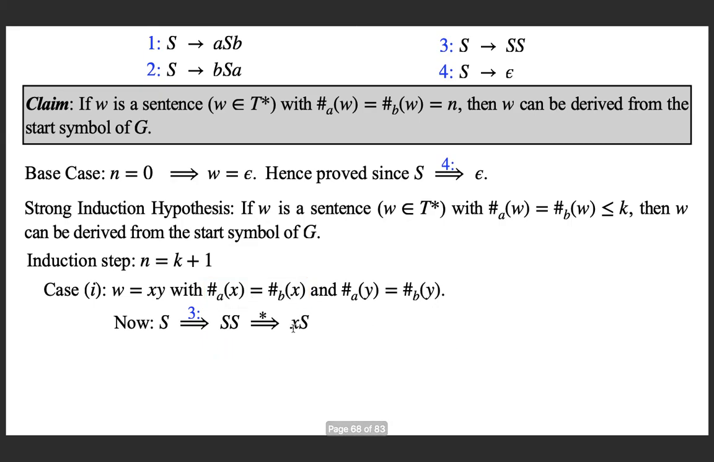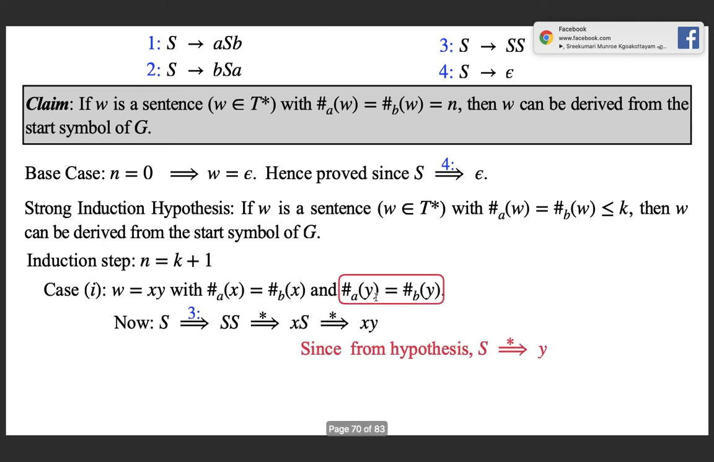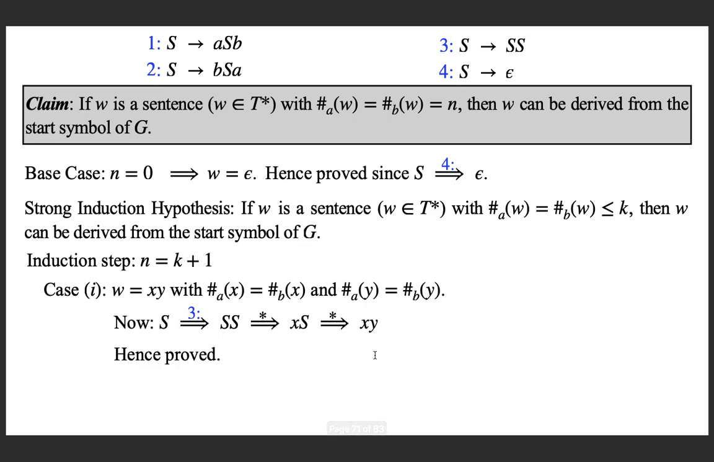And the same argument works here. This capital S can be replaced with Y. In 0 or more steps I can derive Y from capital S, because here we know that the number of A's in Y is the same as the number of B's in Y, and also the length of Y is less than or equal to K, because the length of W is K and W is nothing but the concatenation of XY. So this is the case and hence proved. So you can derive it.